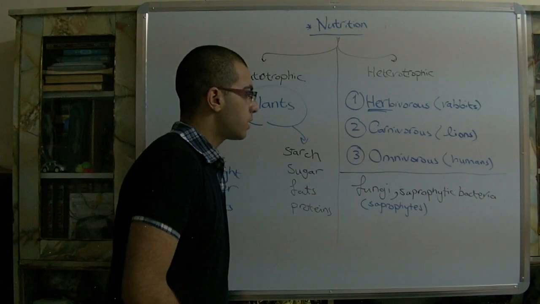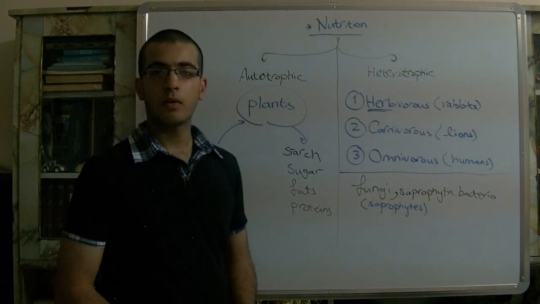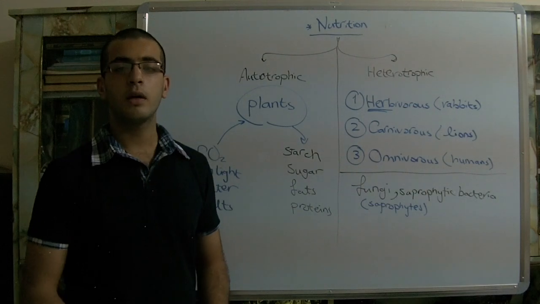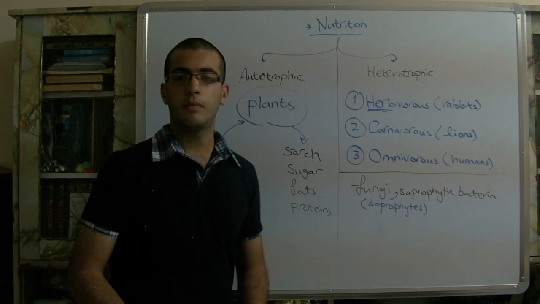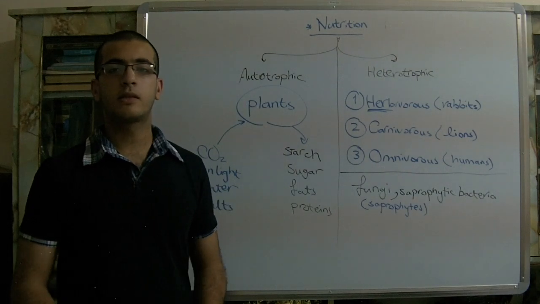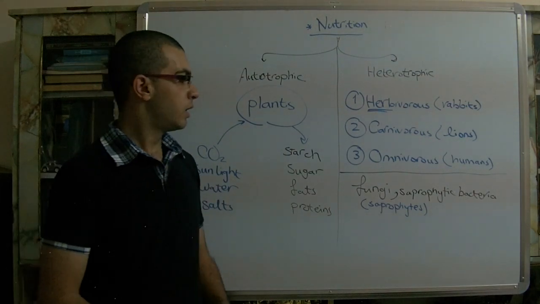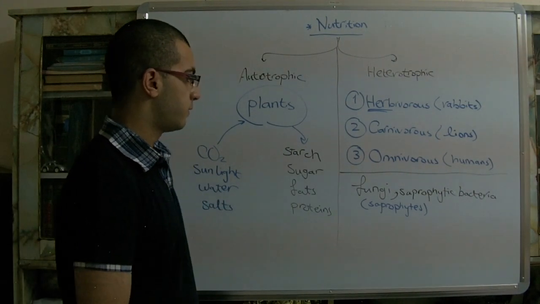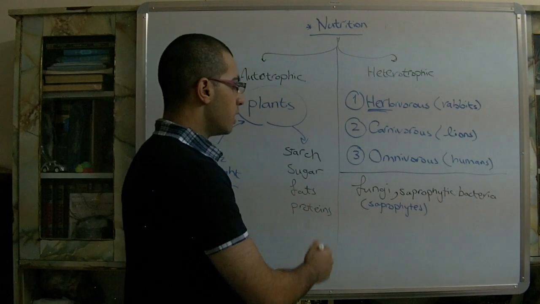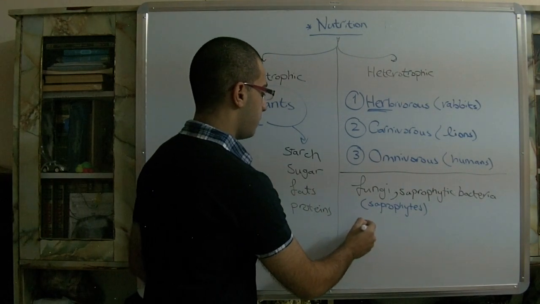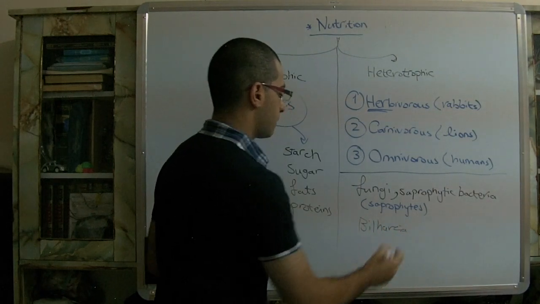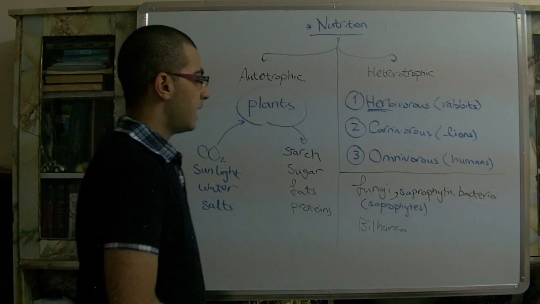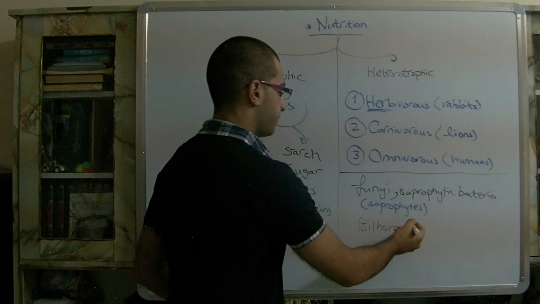And we have also another type of living organisms which depends on harming another living organism in order to obtain its own food, such as the Bilharzia worm. It leads to the death of its host in order to get food from it. So here we have Bilharzia, and this type is called a parasite.